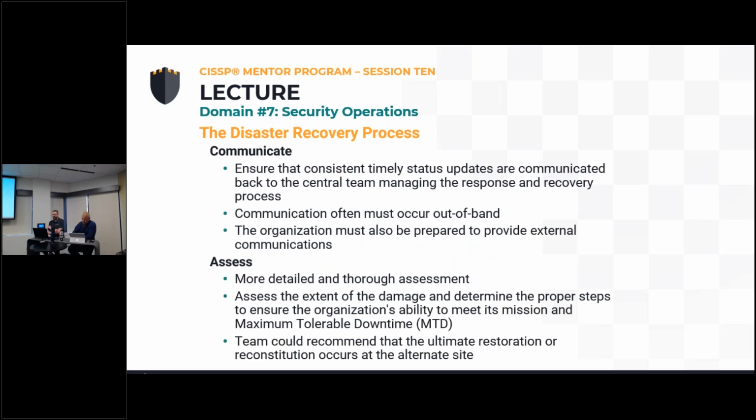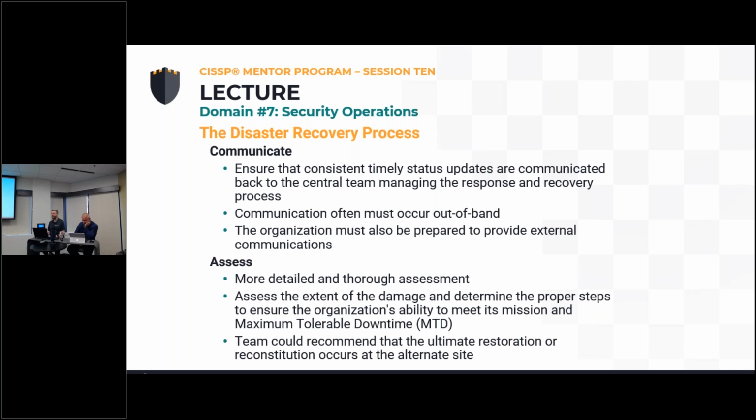Communication around it, timely status updates, set a standard for status updates. The worst part of a disaster is when you have the business unit owner or whoever coming in asking every 15 minutes what's going on, what's the update, because that's not disruptive at all. Often out of band, you have to figure out how we are going to communicate this, set those expectations up front. I will give you an update every hour.